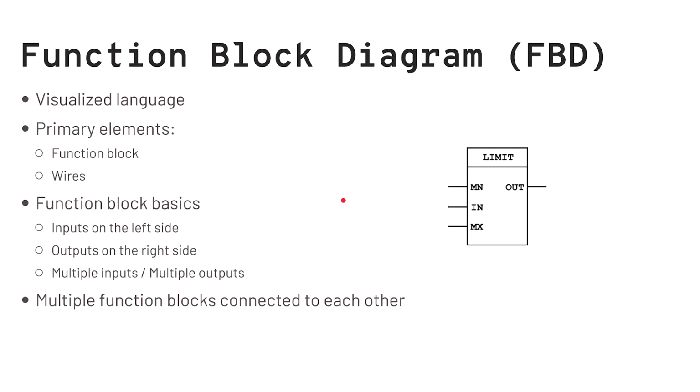Next is function block diagram, which is again a visual language, and the primary elements are these function blocks. It's a modular design, and every block implements a function, as the name implies. The wires coming in on the left side are the inputs to the function, and on the right side you have your outputs. Here, for example, is a limit function block. It has a minimum, maximum, and input, so it maintains the output within the limits, by reading the input and saturating at either the minimum or the maximum.